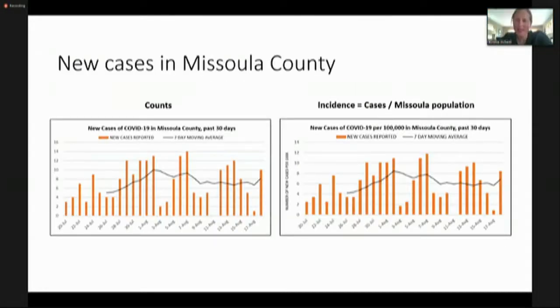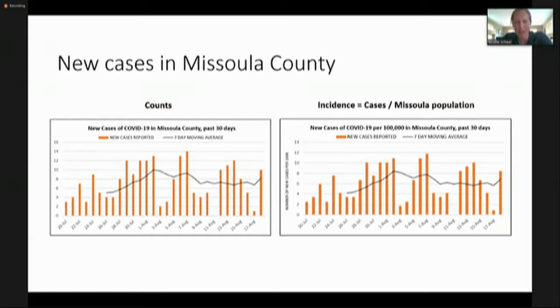Great, thanks, Erin. So after a period of about 6 weeks with no new cases reported, Missoula County saw a daily increase in new positive cases beginning in mid-June, rising steadily by that first week in July, peaking late July, early August, dipping slightly, and then remaining relatively static since.